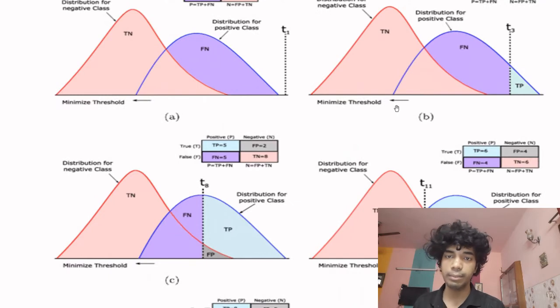Are you concerned with minimizing the false positives, or are you concerned with minimizing the false negatives? Or you're looking for a balance between them? If you're looking for a balance between them, that is where the F1 score comes in.